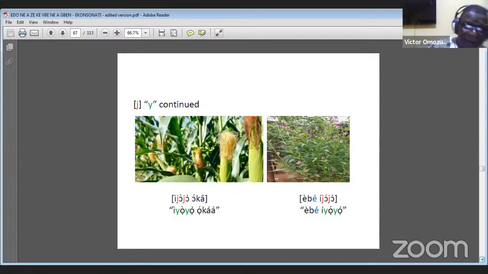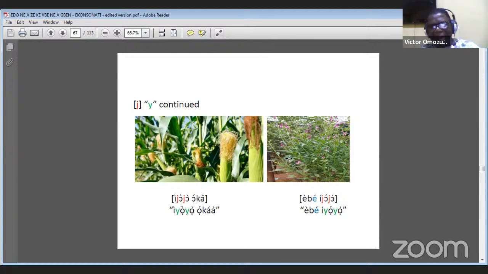Ore iyoyo oka. In rapid speech, you simply say iyoyoka. That's the tough here. What you have, when the maize is just growing until it ripens. So iyoyoka, and that iyoyoka is very medicinal. Our elders pluck it and then boil it for different ailments, especially prostate enlargement or so.